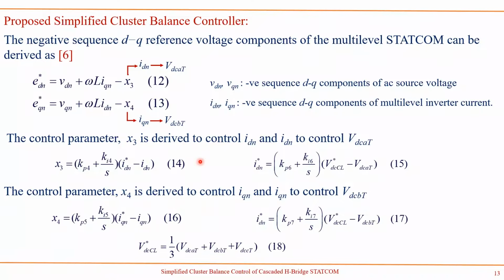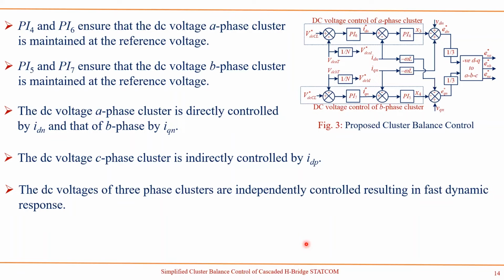The negative sequence DQ voltage components of the multi-level STATCOM can be controlled similar to the positive sequence components and are given in equations 12 and 13. The control parameter X3 is derived to control IDN, and IDN is derived to control the total DC voltage of A phase cluster using PI controllers PI4 and PI6. The control parameter X4 is derived to control IQN, and IQN is derived to control the DC voltage of B phase cluster using PI controllers PI5 and PI7.